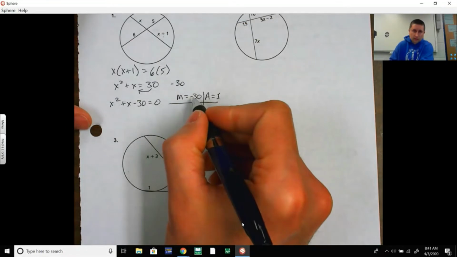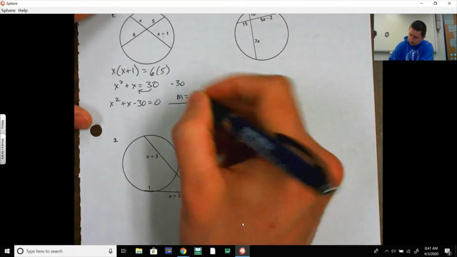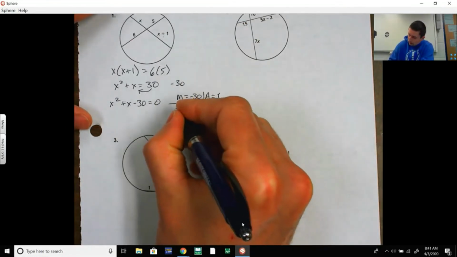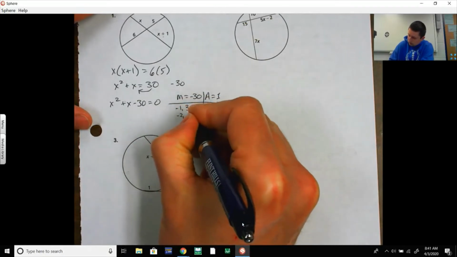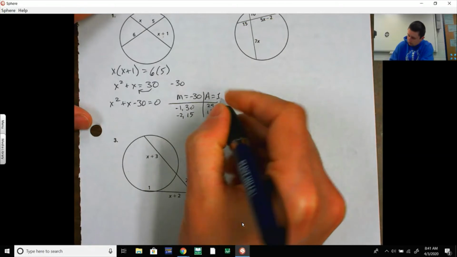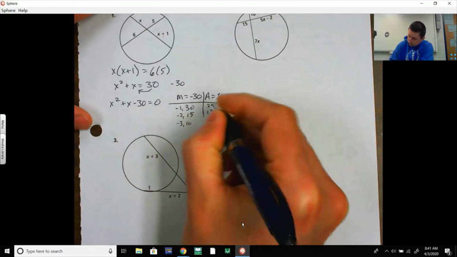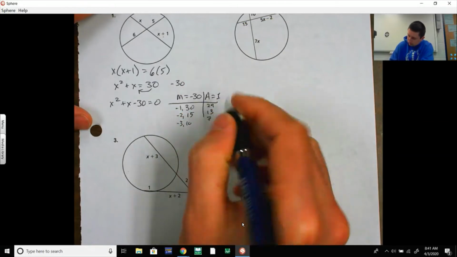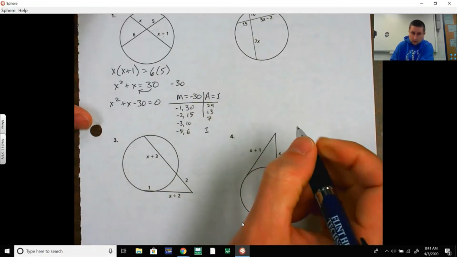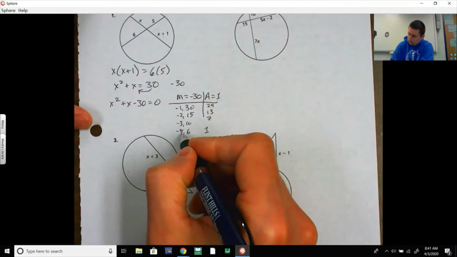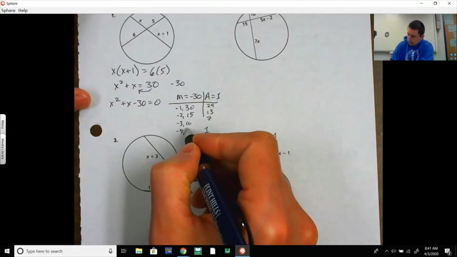So if they're multiplying to a negative, it has to be 1 negative and 1 positive. So if I go negative 1 and 30, well, that adds to 29. Doesn't work. Negative 2 and 15, that adds to 13. Doesn't work. Negative 3 and 10, some of you are probably already there, that adds to 7. Doesn't work. Negative 5 and 6, that adds to 1. Negative 5 and 6. So these are the factors.